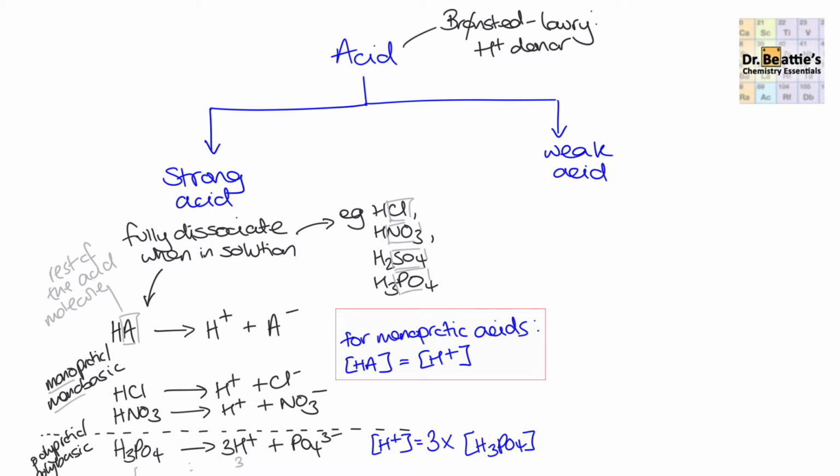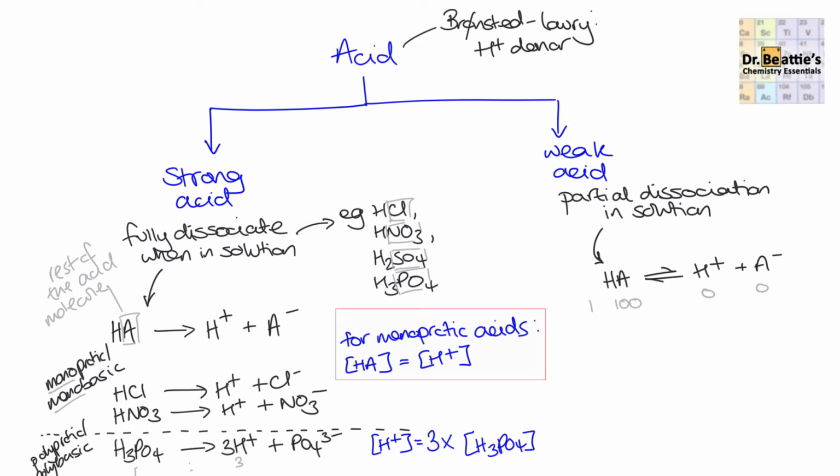Before we go any further, it's worth noting what a weak acid is and how to differentiate this from a strong acid. Weak acids only partially dissociate in solution. And what that means is if you took, for example, 100 molecules of your weak acid and put it in solution, maybe only one or two of those molecules would actually break down into H+ and an A-.